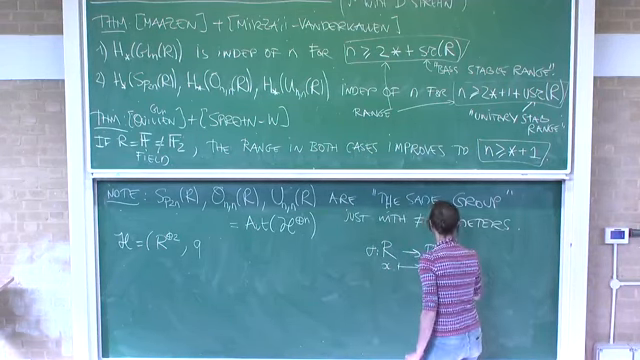Is R commutative? I don't think so, no. Sigma is an anti-involution, and epsilon is central, and epsilon is in the right place.